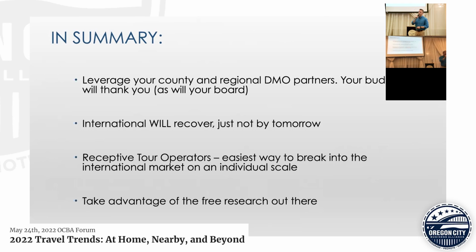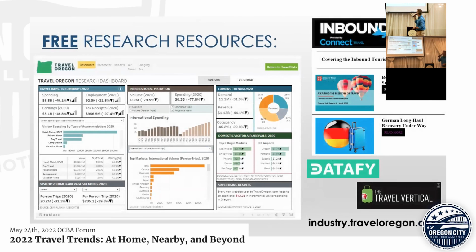And take advantage of free research out there. If you just personally want to look, there are a lot of different sources. I subscribe to Inbound and Travel Vertical, monthly newsletters. Inbound especially has really good information on international travel trends and what's happening, and their data comes from reputable sources. Travel Oregon has a very good, intuitive research page, and their dashboard is great: industry.traveloregon.com. LaDan is their head researcher there. She is fantastic. There are a lot of good resources on there from sources like Dean Runyan and other research.